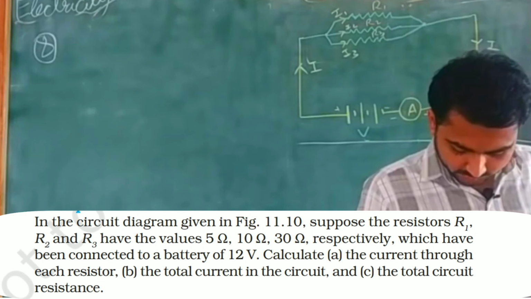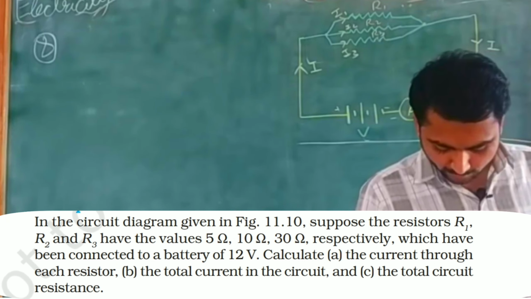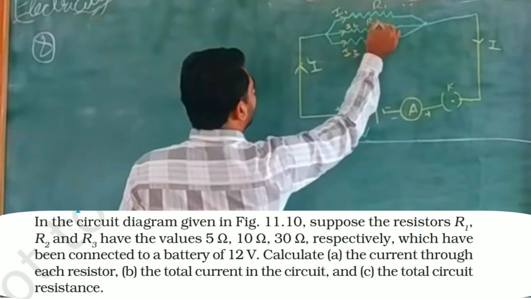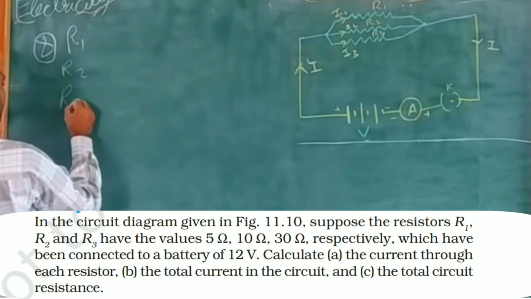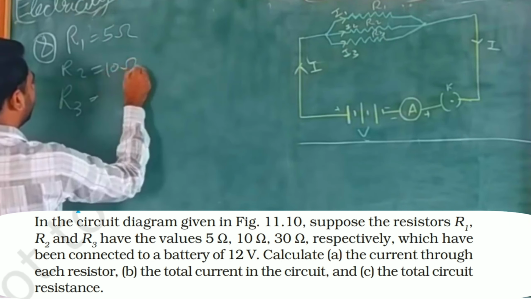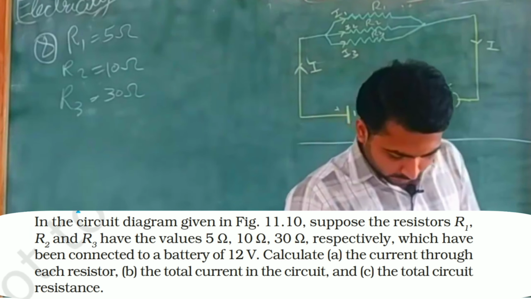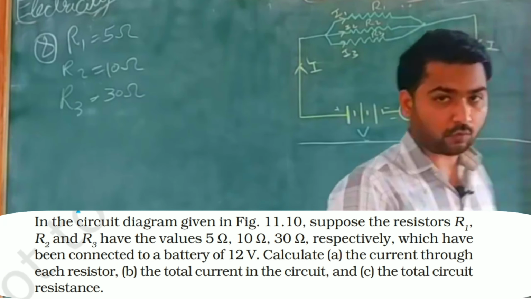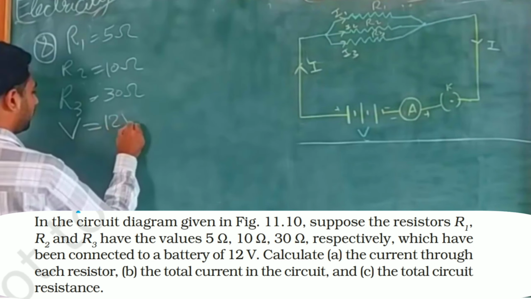Suppose the resistors R1, R2 and R3 have the values of 5 ohm, 10 ohm and 30 ohm. This is my resistance R1, R2 and R3. So R1 is 5 ohm, R2 is 10 ohm and R3 is 30 ohm respectively, which have been connected to a battery of 12 volt. This is my battery. What is the voltage of my battery? It is 12 volt.